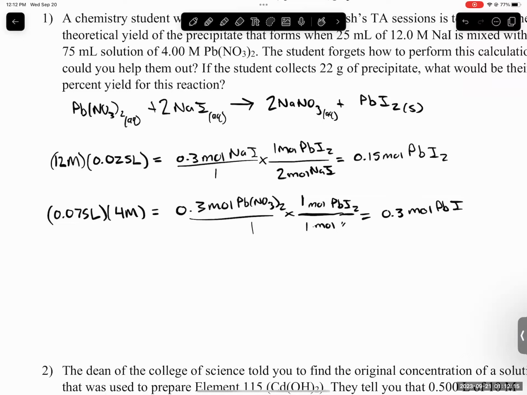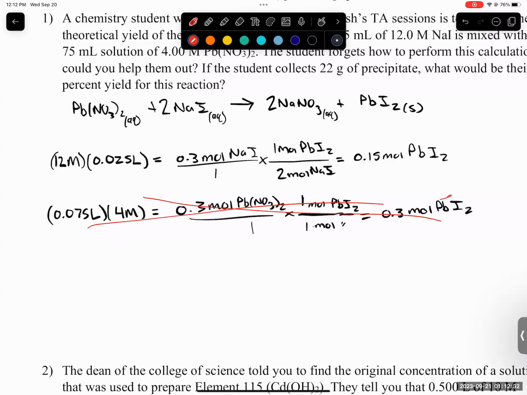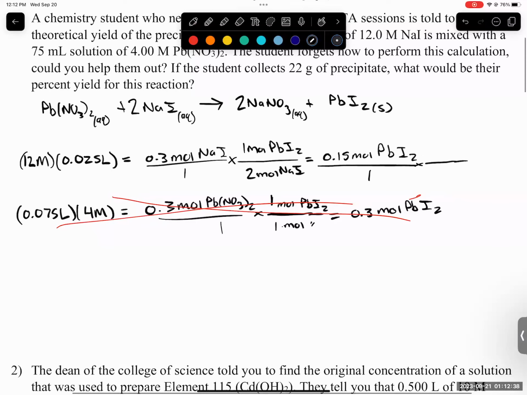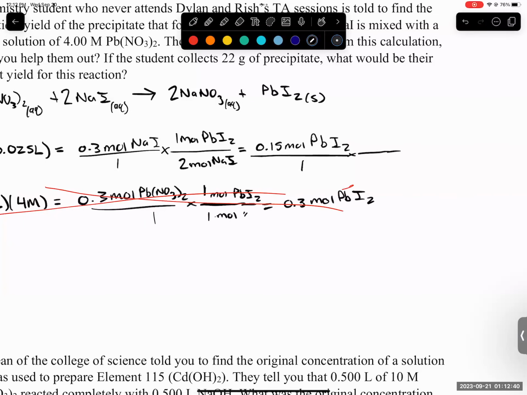Based on this, the theoretical yield is always going to be the smaller number, which tells us the limiting reactant is sodium iodide, right? So we'll just mark this one out so that we don't use it in the problem. And we just take this one step further. What's the molar mass for lead(II) iodide? 461.